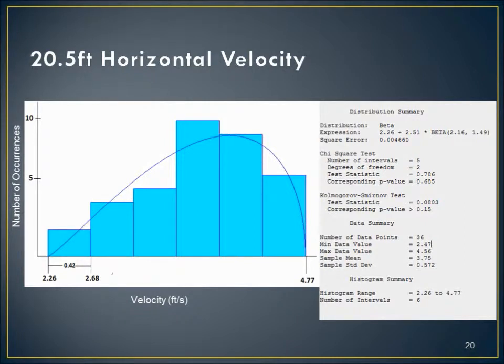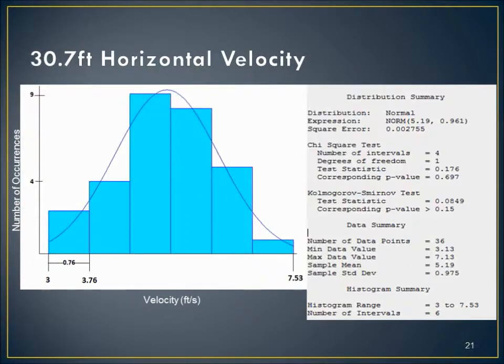We used the data we collected in the experiments to create distributions that will feed into our simulation. The tool we used to do this was the Arena Input Analyzer. As you can see from the horizontal velocity at 20.5 feet, we get a beta distribution. For the 30.7 feet, you get a normal distribution with a mean of 5.19 and a standard deviation of 0.975.